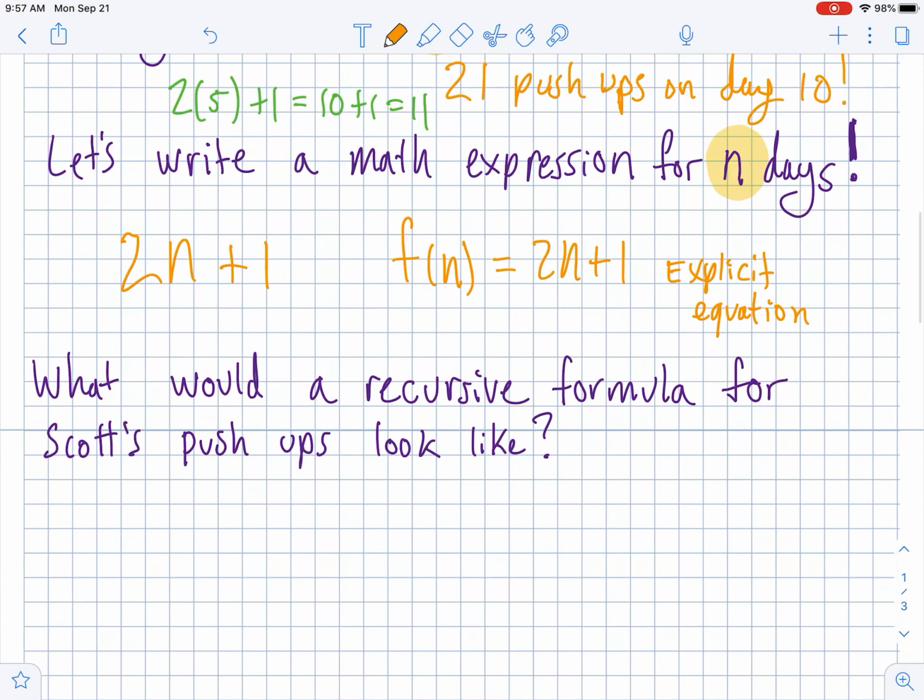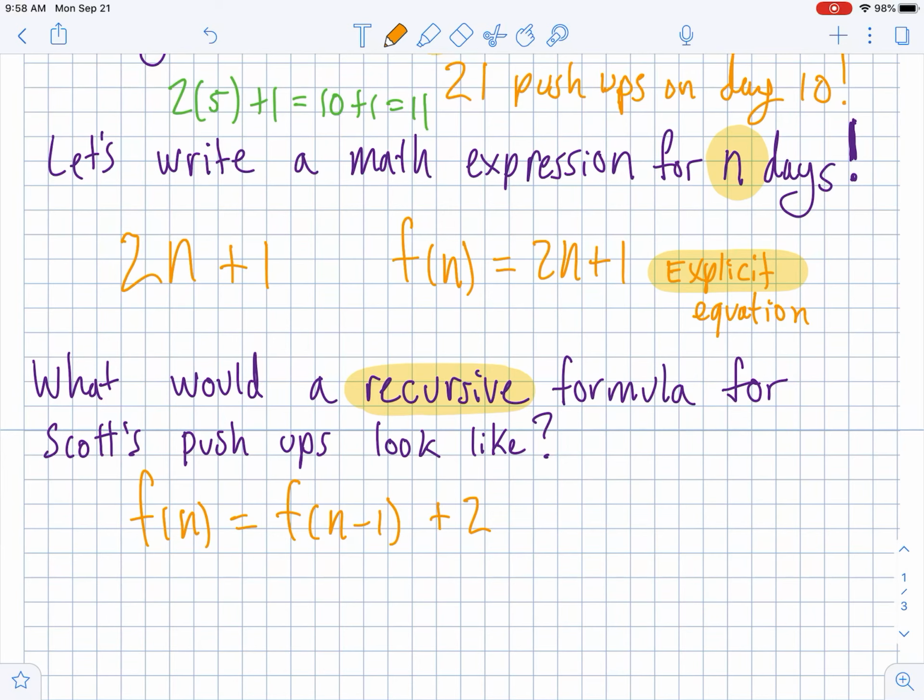Now, there's two types of equations you can write for these number patterns. One of them is definitely explicit. The other one is recursive, which we talked about a couple classes ago. Remember that recursive formulas always use the term right before. So if you want to find the 10th term, you would need the 9th term. To find the 9th term, you need the 8th term. So if we are going to find f of n recursively, then it's always the day before, f of n minus 1, but then adding 2 push-ups onto it.